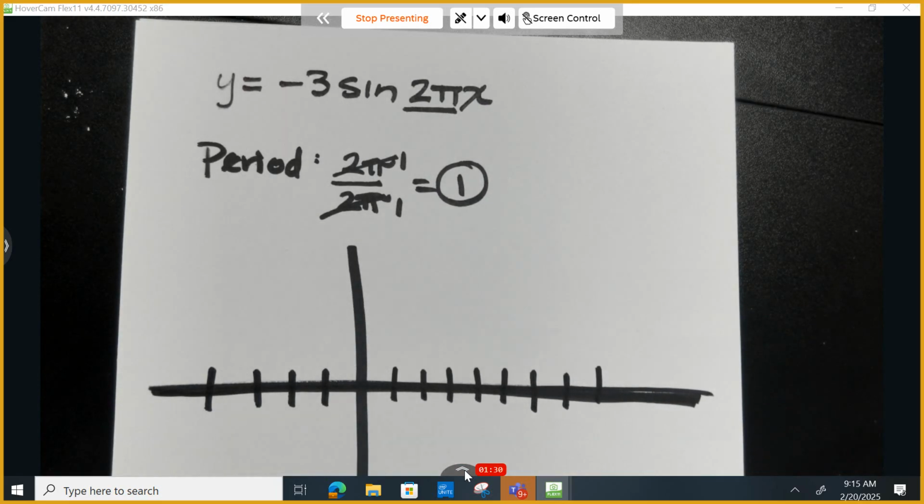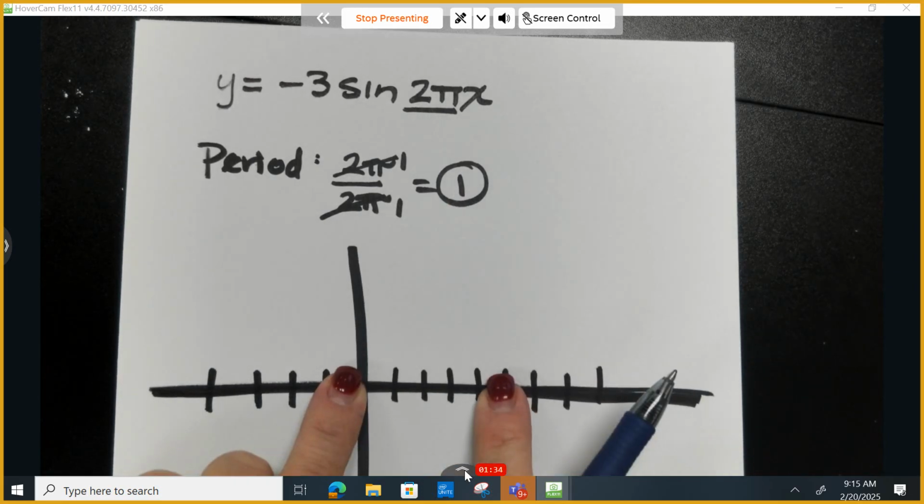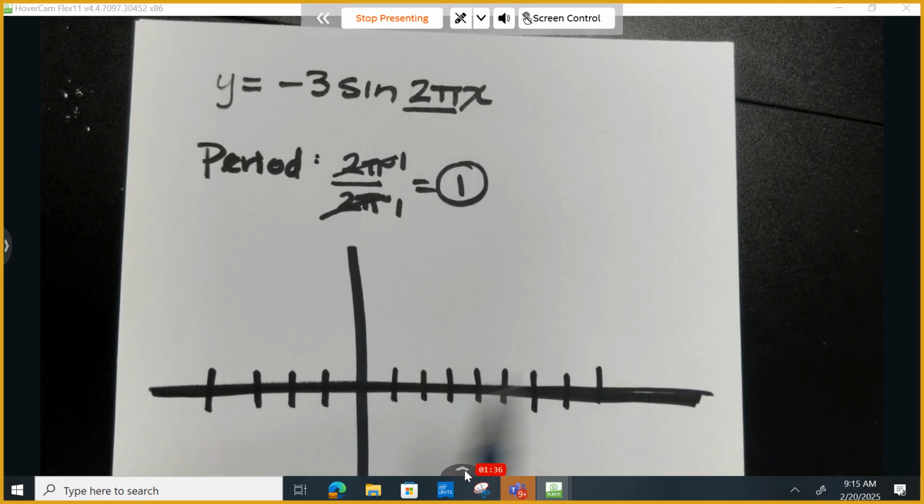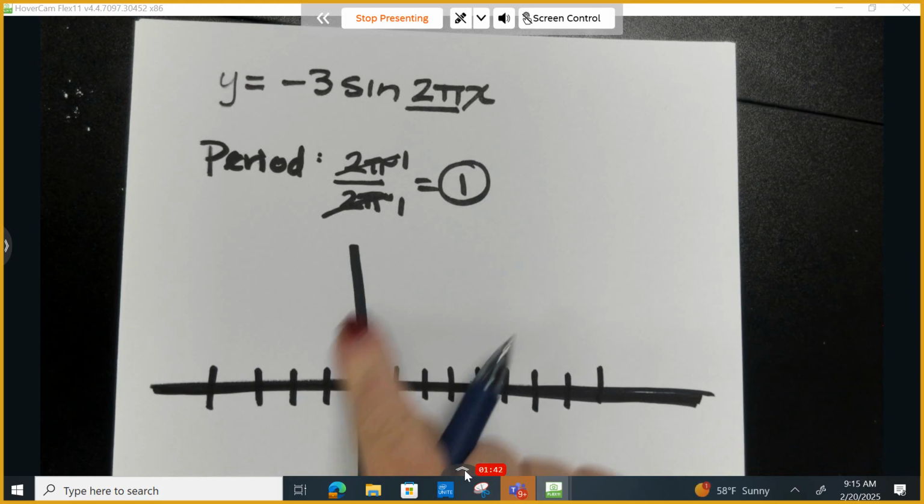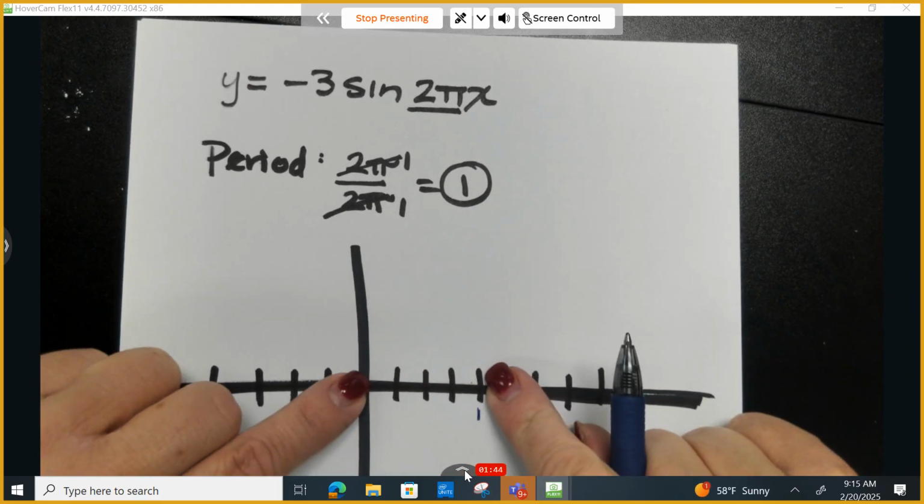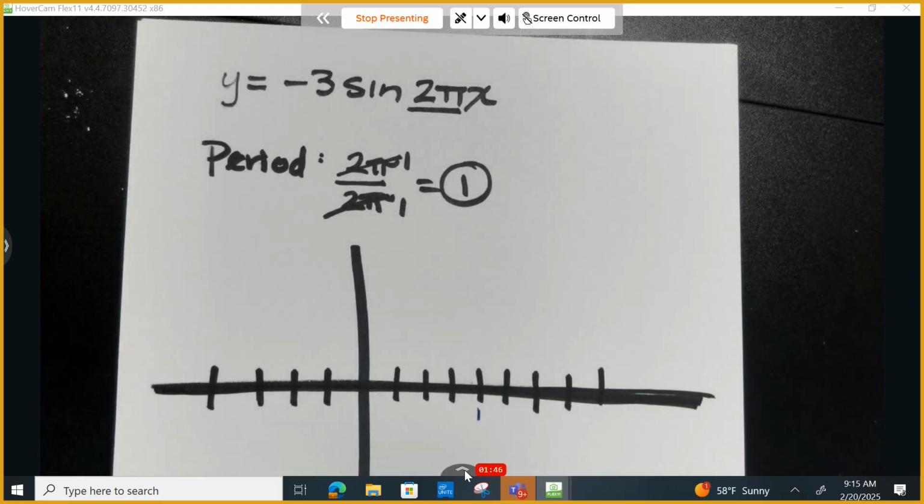The length of the period says after 4 steps, the horizontal distance will be whatever this value is. So here's step 1, 2, 3, and 4. Underneath this, I can write 1. When I finish 1 cycle, it will be a distance horizontally of 1.